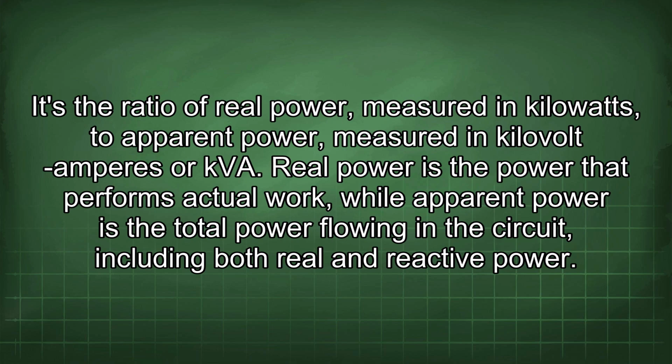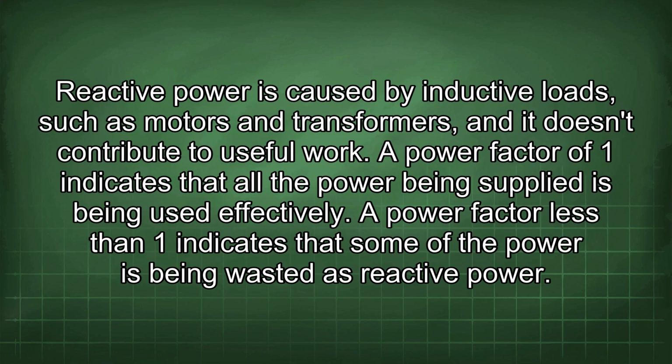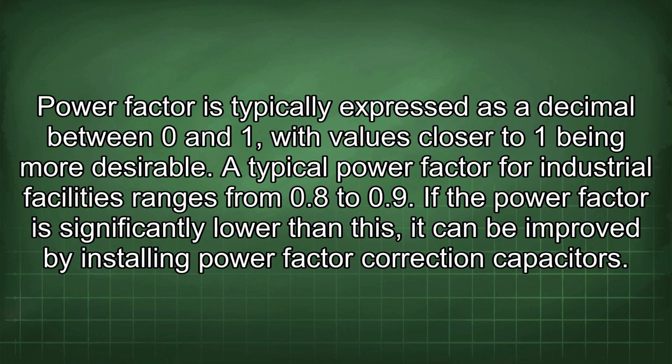Real power is the power that performs actual work, while apparent power is the total power flowing in the circuit, including both real and reactive power. Reactive power is caused by inductive loads, such as motors and transformers, and it doesn't contribute to useful work. A power factor of 1 indicates that all the power being supplied is being used effectively. A power factor less than 1 indicates that some of the power is being wasted as reactive power. Power factor is typically expressed as a decimal between 0 and 1, with values closer to 1 being more desirable.